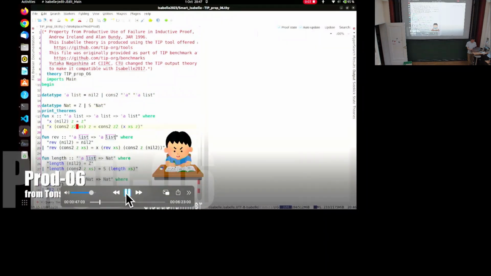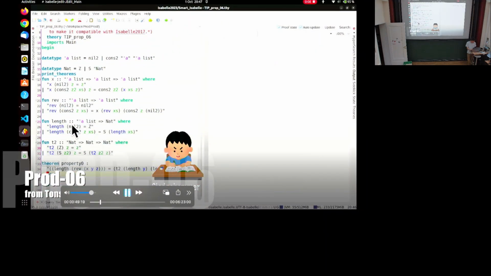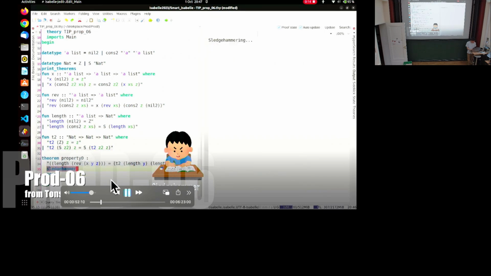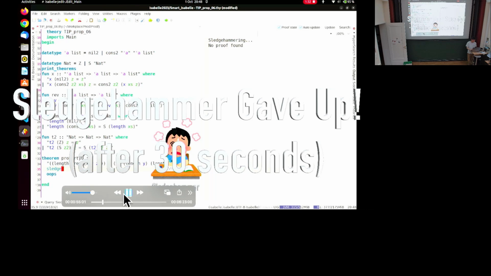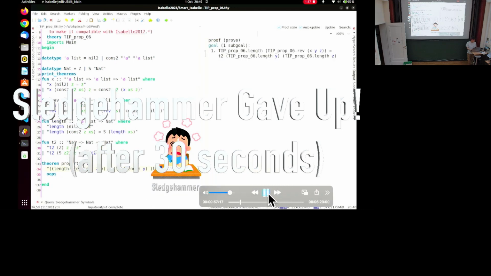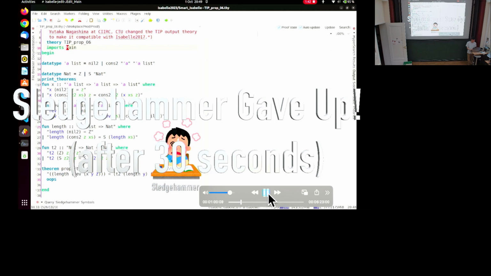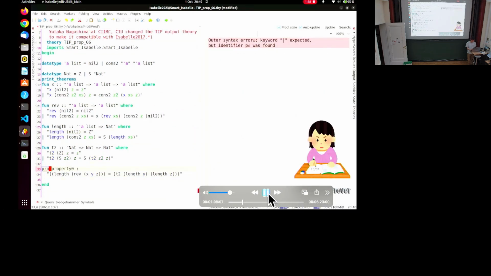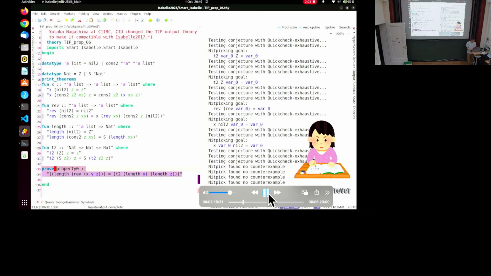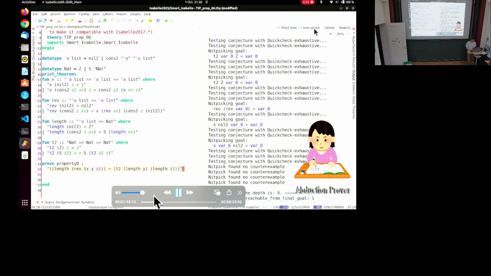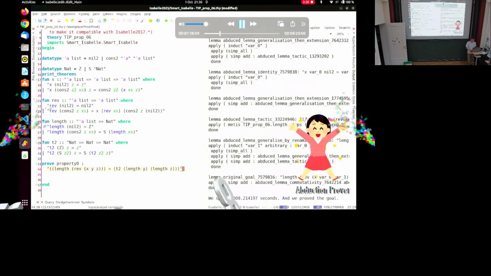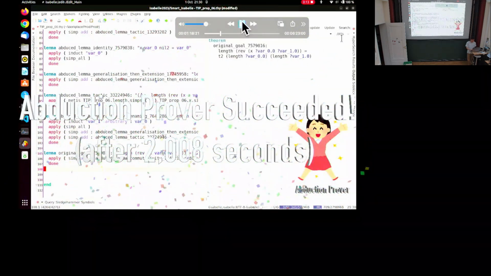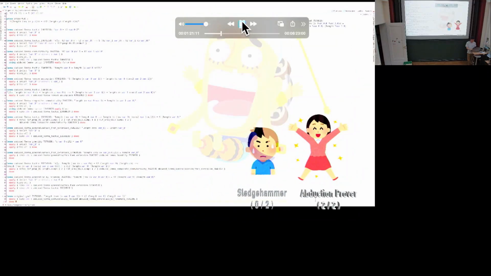So we move to the next problem about the reverse function and the length of the list. Sledgehammer fails again. So we introduce the abduction prover for Isabelle and invoke it. It took more than 2,000 seconds, but the resulting proof script is pretty large.